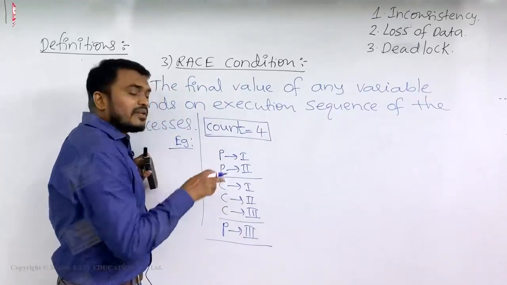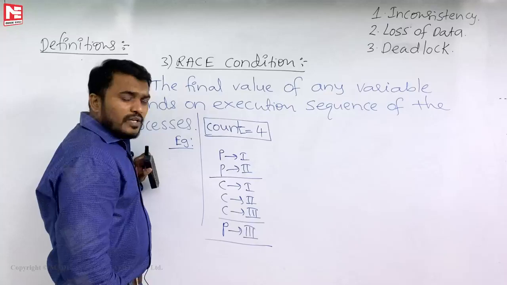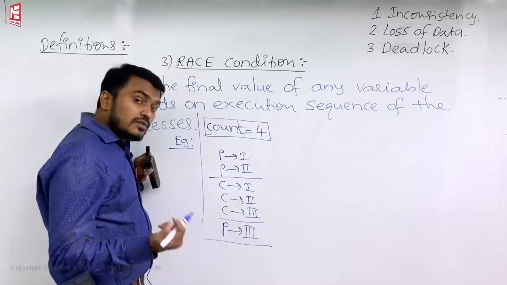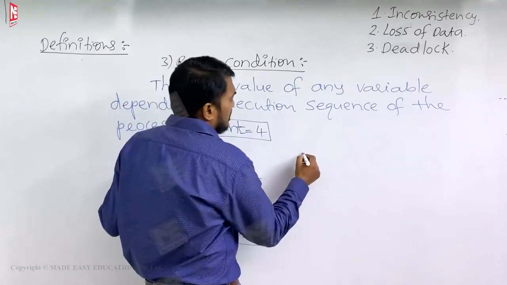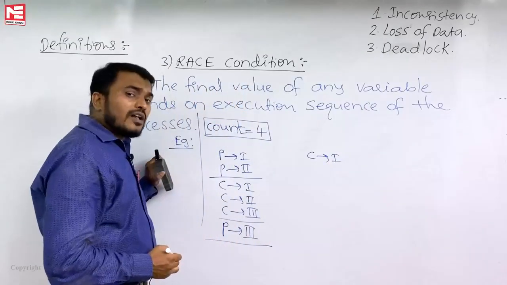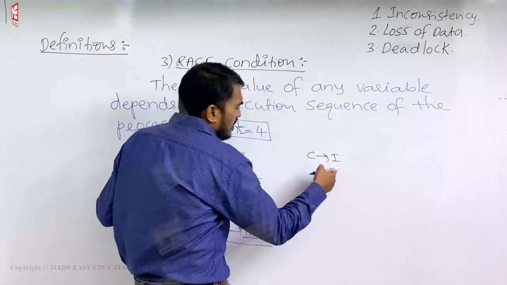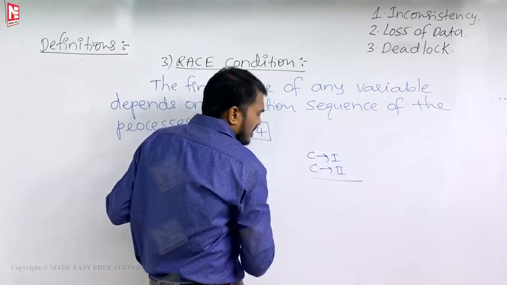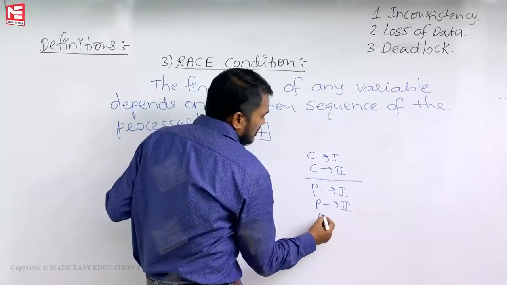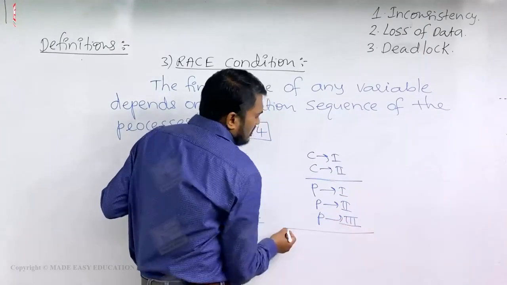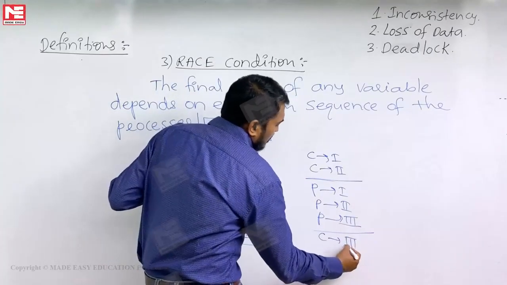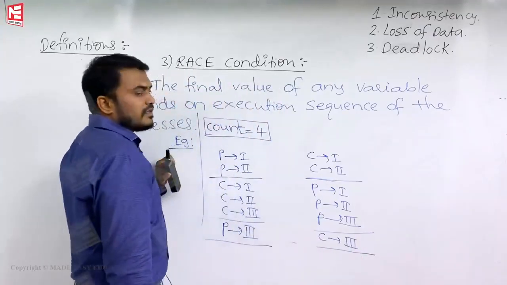Remember, in that example there is no guarantee that we should always start with the producer first. We can also start with the consumer first. So if I start with the consumer first, then what happens to the count value? I executed the consumer's 2 instructions and took the preemption, then I executed the producer's 1, 2, 3 instructions, and after this I executed the consumer's third instruction.